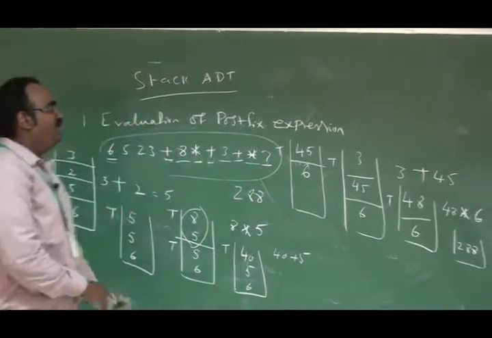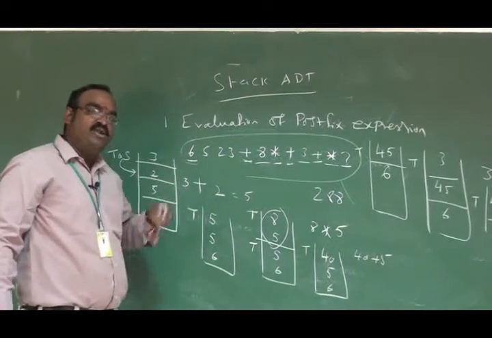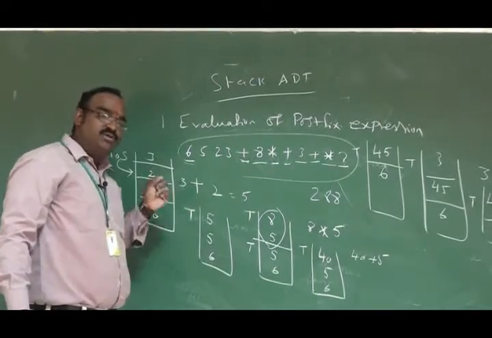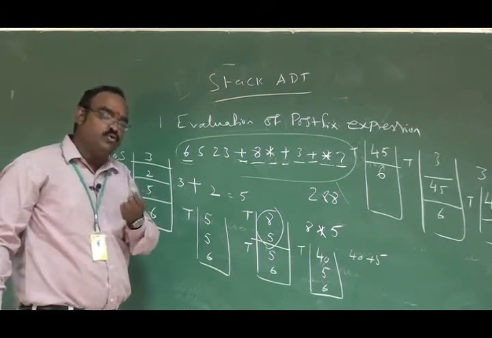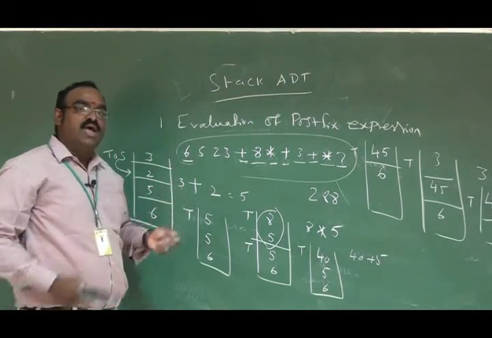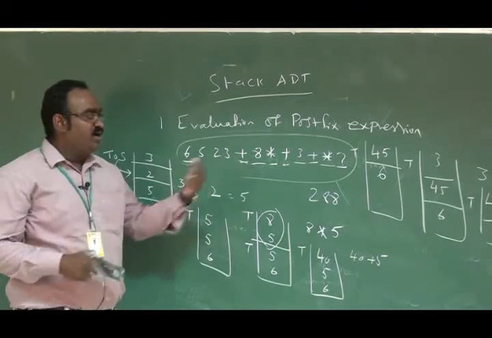So this is evaluation of a postfix expression via stack. When you see an operand, you have to push it into the stack. When you see an operator, you have to pop 2 elements, because every operation needs 2 operands. So pop the 2 elements and evaluate, and the resultant is pushed into the stack, then the final one we have to use.